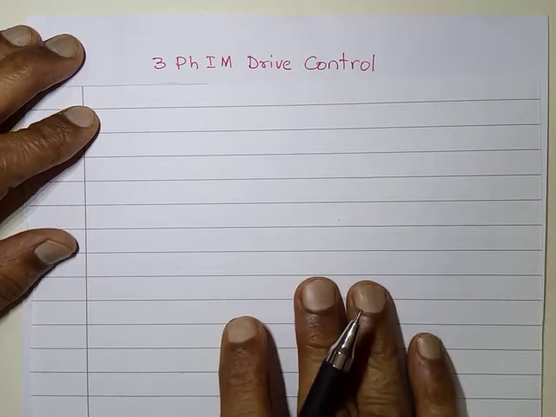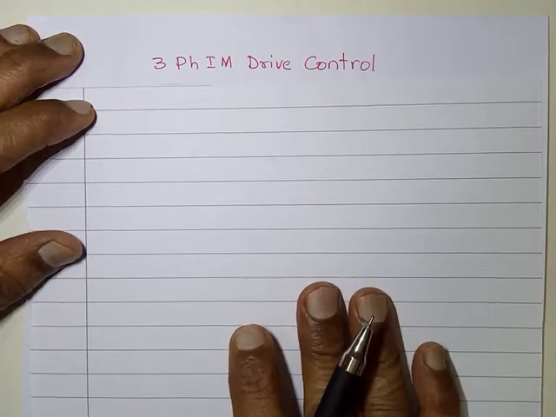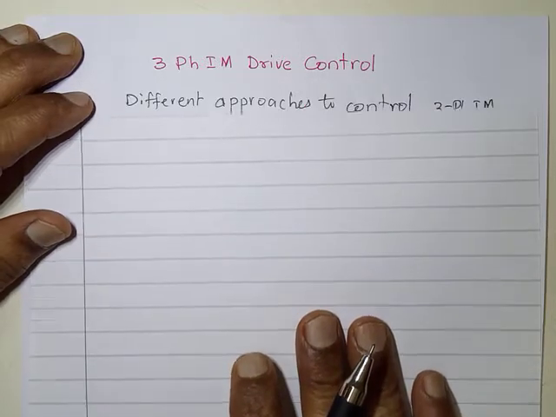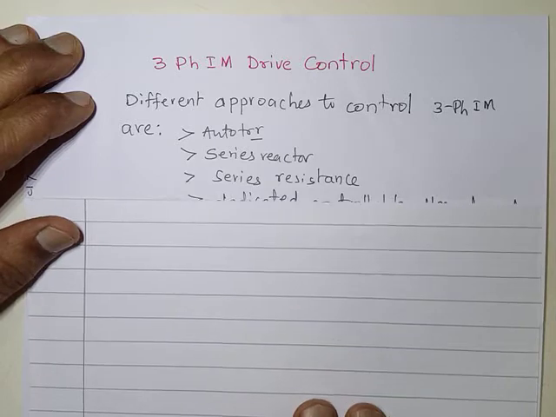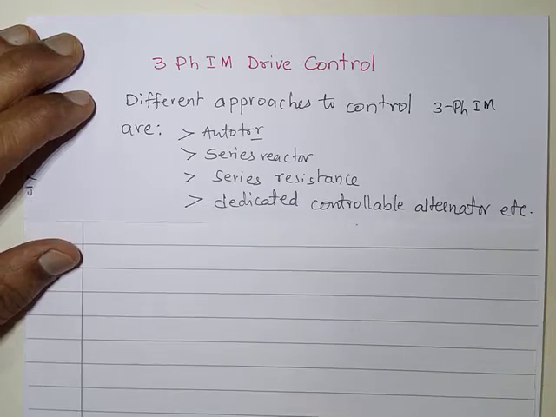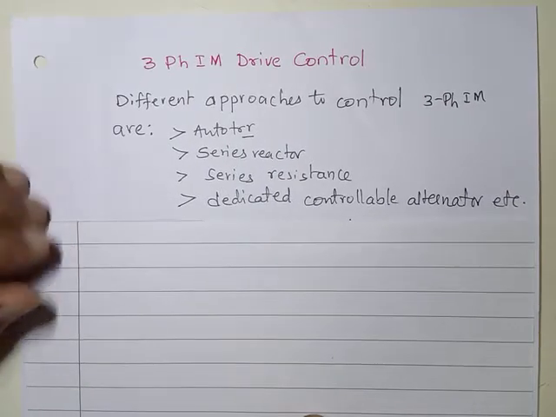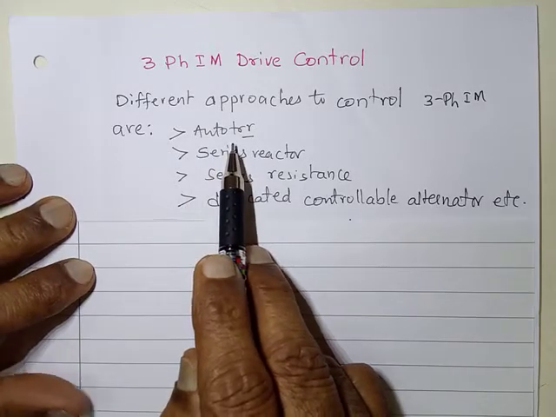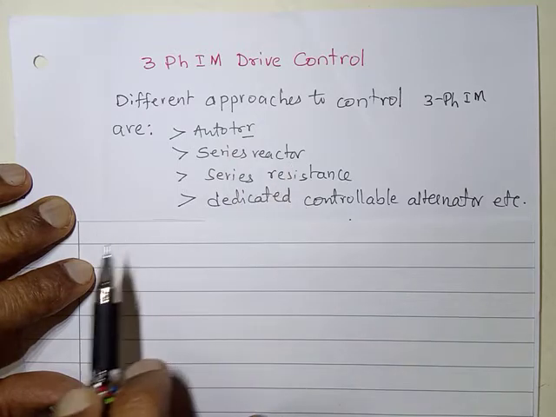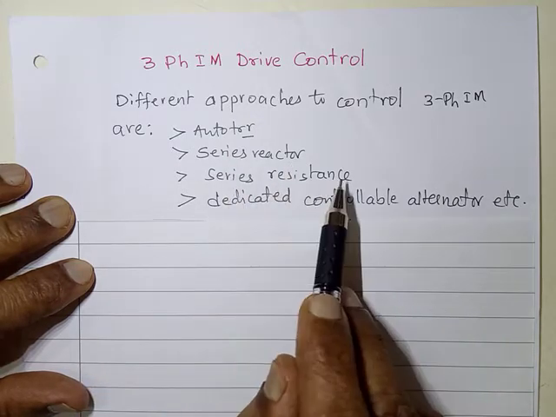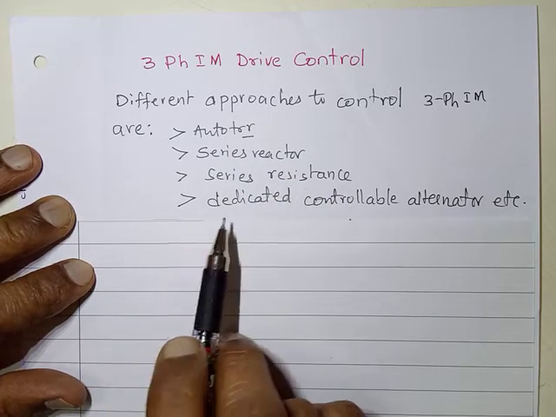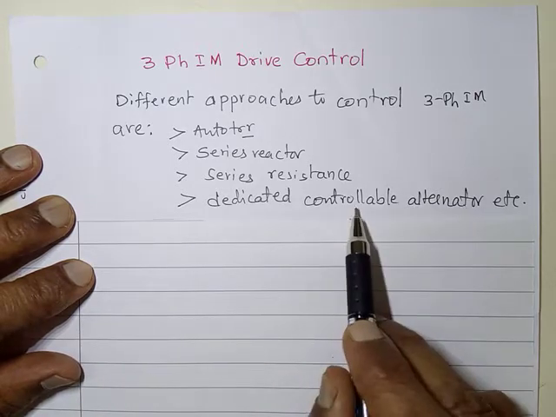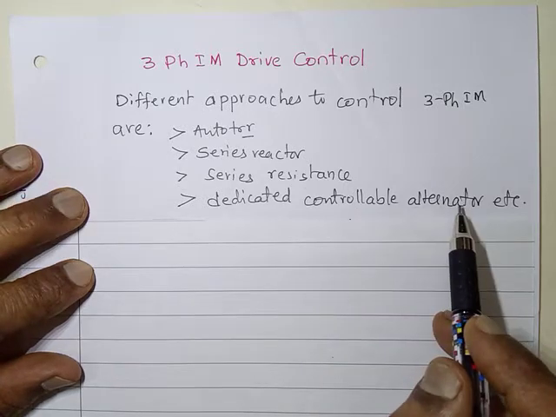We know there are different methods of controlling the three-phase induction motor, traditional methods. These we are already familiar with. Look at this. We can use an auto transformer. We can use a series reactor. We can use a series resistance, or we can have a dedicated alternator which can be controlled.